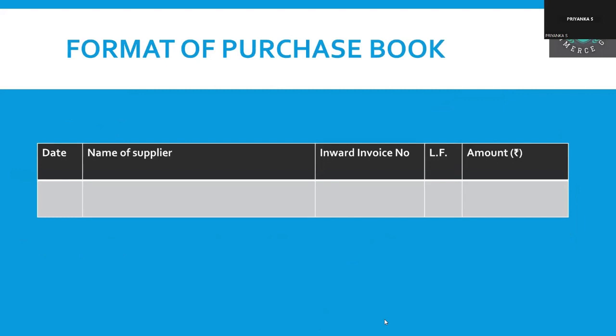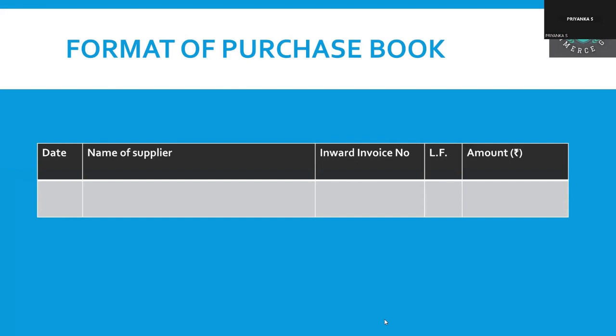If you see here, you have date, you have name of supplier, you have inward invoice number, ledger folio and amount. So date, obviously date is there. Name of supplier means the person from whom you're buying the product on credit. Inward invoice number. Inward means basically it's showing the case of purchase. Invoice number means basically we are talking about the purchase bill which will be given to you when you buy, and there will be a number written on it which you write here.